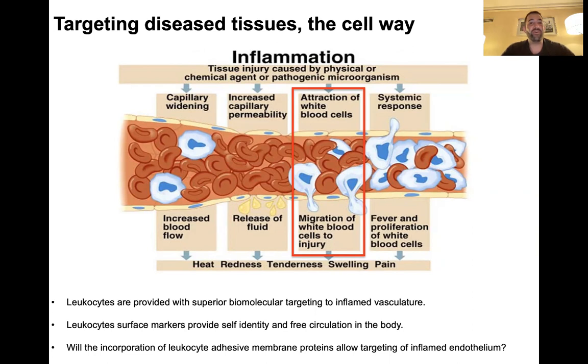During inflammation caused by tissue injury or chemical agent or any pathogenic microorganism, our capillaries get wider. This is leading to increasing capillary permeability and then white blood cells are attracted. So we have asked ourselves if we can mimic the way white blood cells target inflammation using leukocyte biomimetic nanoparticles. To answer this question, we have to look closely at the leukocyte association mechanism to inflamed endothelia.